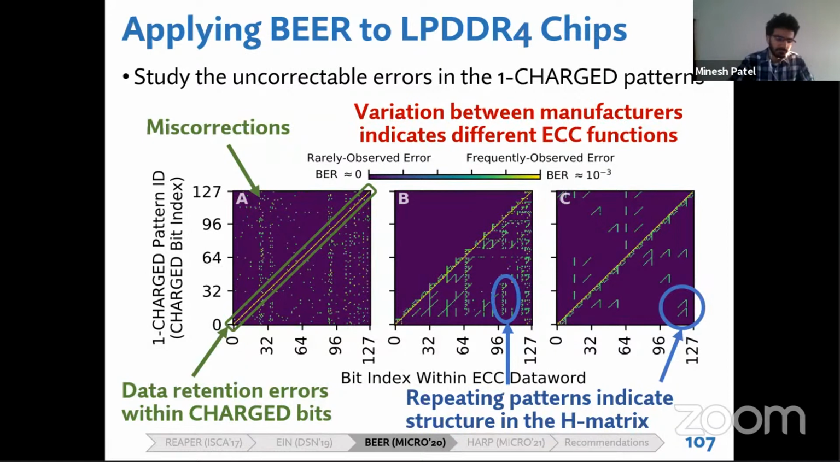And prior studies that have looked at other error mechanisms, like, for example, errors that occur when you reduce access timings, or even Rowhammer, have shown that there is some amount of data dependence involved. It might not be as clear cut as with data retention errors, but it is there. And the fact that it's there means that it is potentially exploitable at some statistical level.